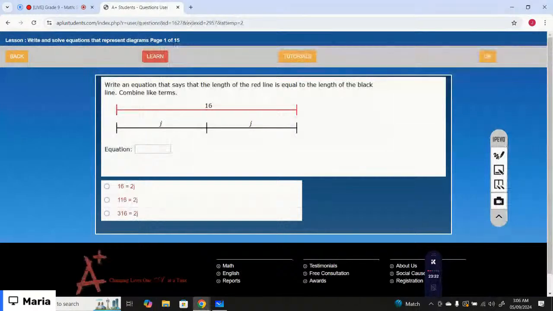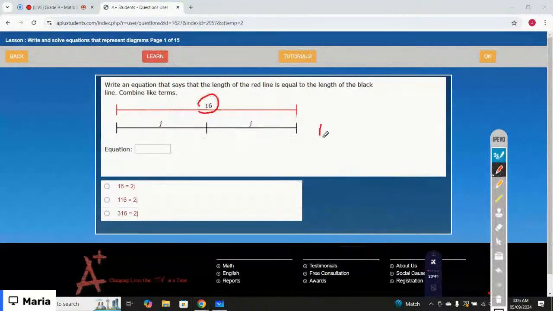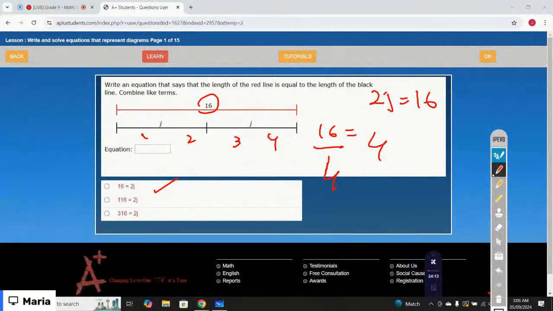Write an equation that says the length of the red line is equal to the length of the black line, right? So just look at the red line. The red line equals 16, right? Now look at black line. Black line has 1, 2, 3, 4 portions. So you can write 16 divided by 4. 16 divided by 4 is 4, right? That means now the correct option is 2j equals 16. Option number 1 is the correct option.